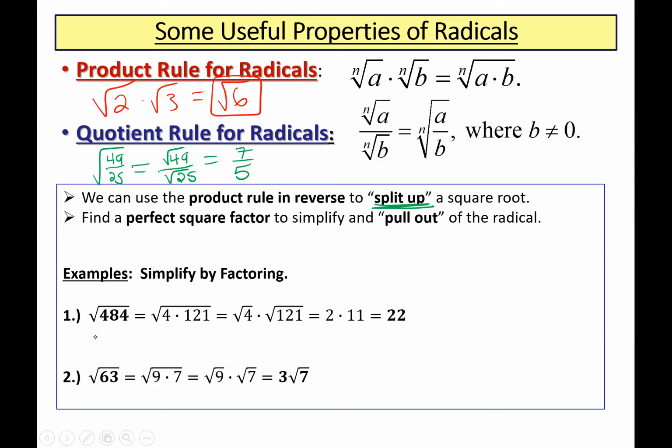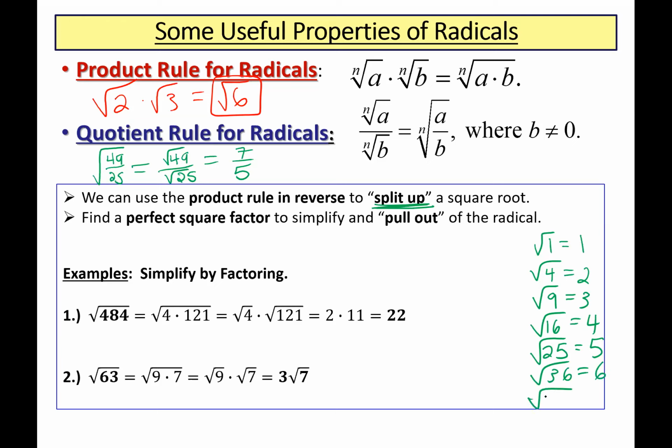So the square root of 484, we can break it down using perfect squares. Now might be a good time to have a list of some perfect squares nearby. Here's what I mean. The square root of 1 equals 1. The square root of 4 equals 2. The square root of 9 equals 3. The square root of 16 equals 4. We'll keep going. The square root of 25 equals 5. The square root of 36 equals 6. The square root of 49 equals 7. The square root of 64 equals 8.